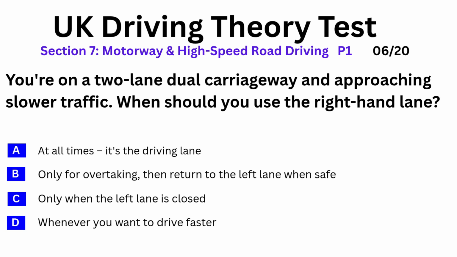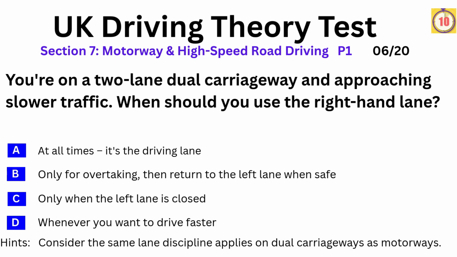You're on a 2-lane dual carriageway and approaching slower traffic. When should you use the right-hand lane? Correct answer is B. Only for overtaking, then return to the left lane when safe.